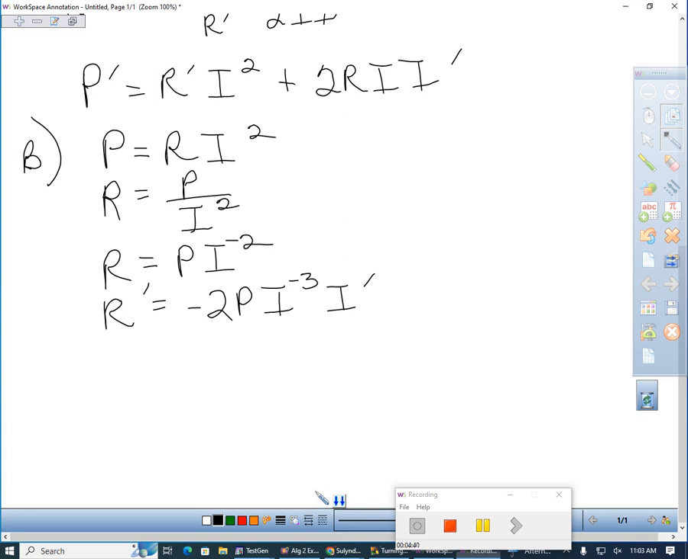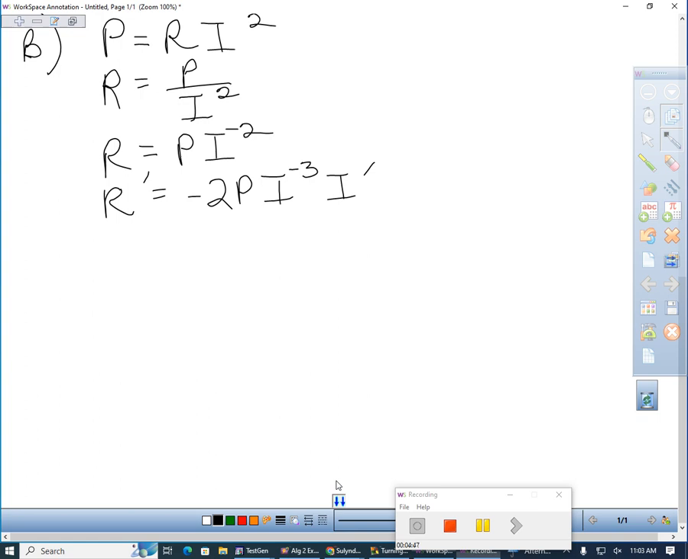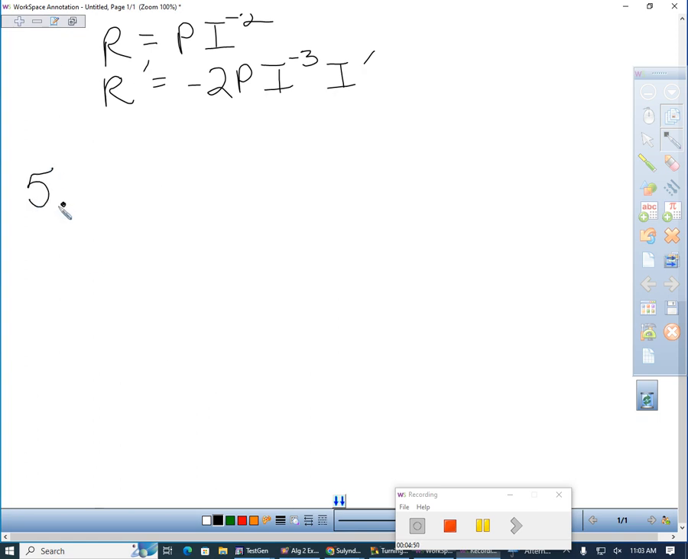All right, moving on to number 5. It gives us the diagonal of a box: S equals the square root of x squared plus y squared plus z squared. And it says, how is dS/dt related to dx/dt, dy/dt, and dz/dt?